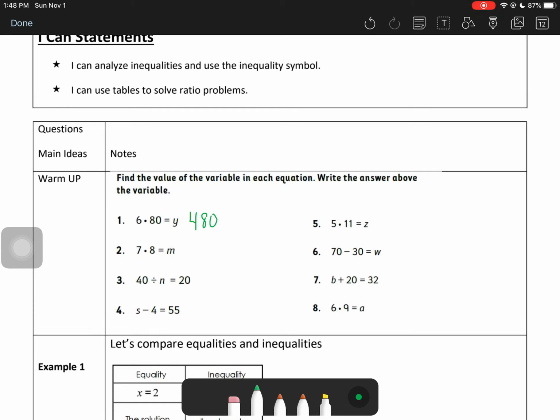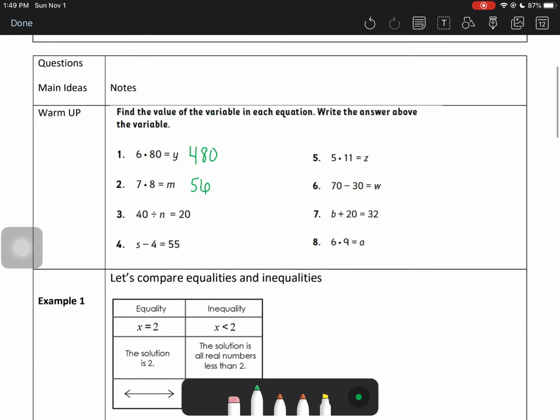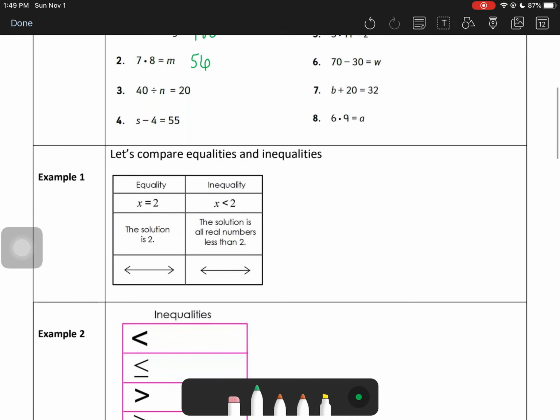Move down to the next one. 7 times 8 is 56, and I'll ask you to do the rest for us to go through in class. Pause the video as you do it, and then we're going to work now on inequalities and equalities.